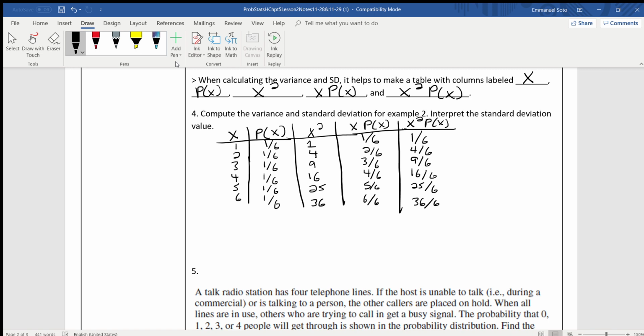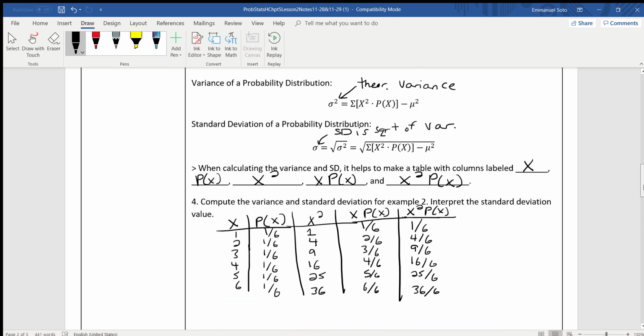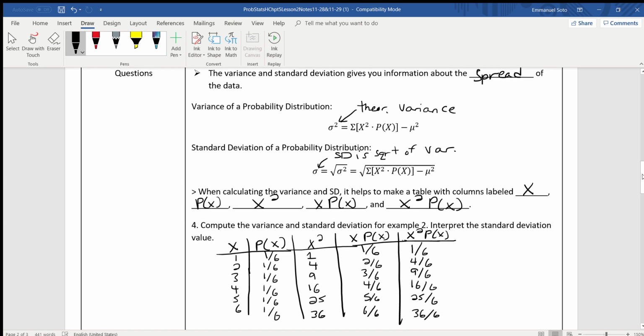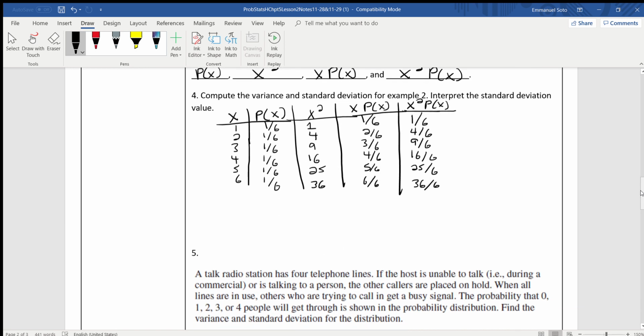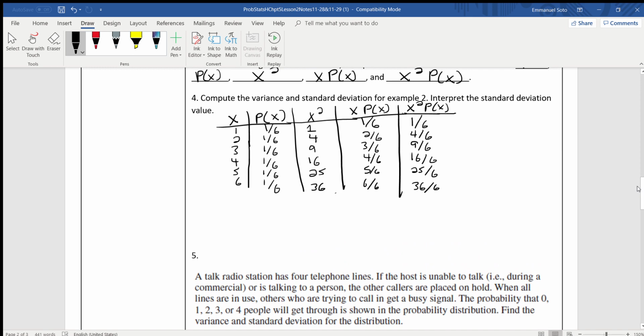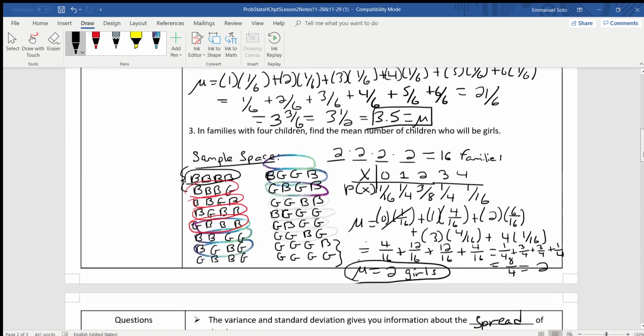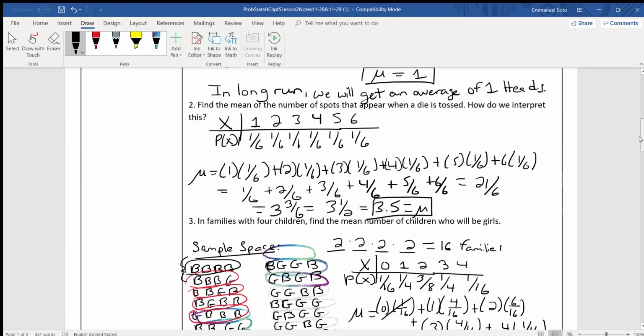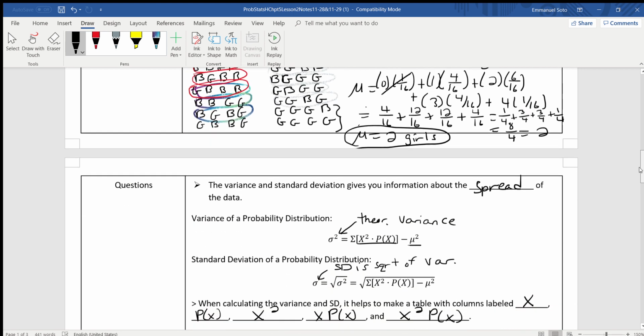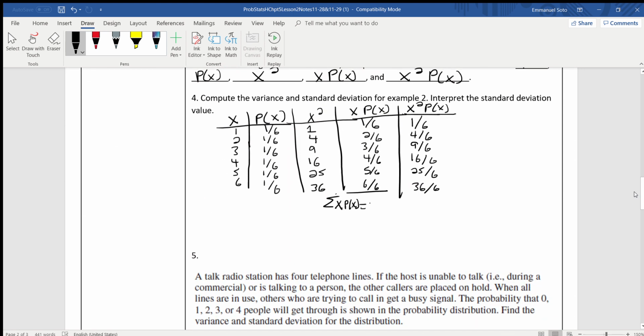Now we can find the mean, which is mu, and the sum of x squared times p of x. In order to do that, we need the totals for these two columns. The sum of x times p of x we actually already did when we calculated mu in example 2. That gave us 3.5, so we're just going to write this as 3.5.